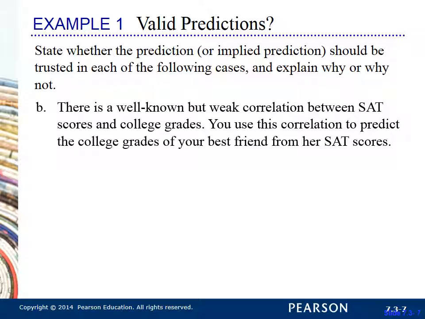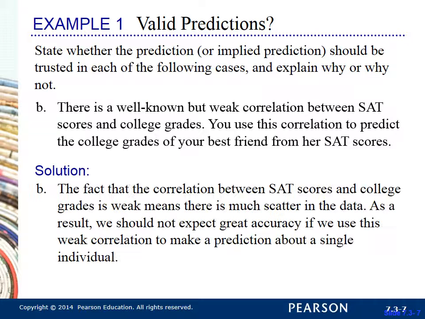How about there's a well-known but weak correlation between SAT scores and college grades? That's very true. You use this correlation to predict the college grade of your best friend. Well, if it's weak, it's still okay, but it's not going to be super accurate. So the fact the correlation between SAT scores and college grade is weak means there's much scatter in the data. If I drew my line through the middle, they're scattered all about. As a result, we wouldn't expect great accuracy, but I can use it to get an idea for an individual.